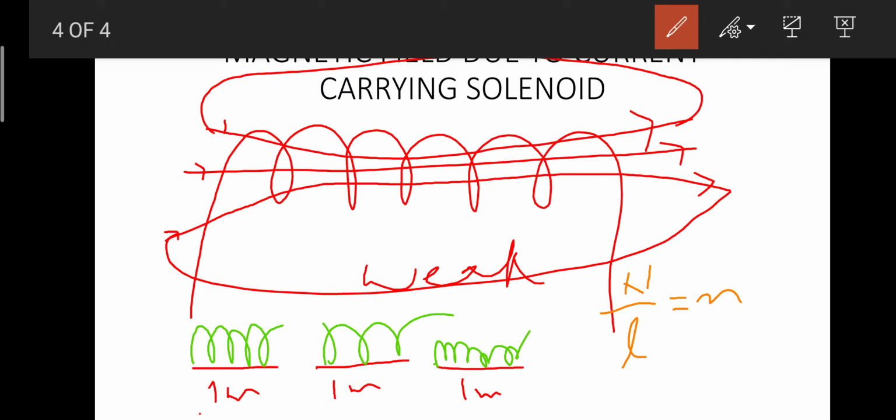If there are more turns, the field would definitely be stronger. And if there are fewer turns, the field would definitely be weaker. How I'm saying that B increases by increasing the number of turns, and so on, I will definitely explain in the last formula which we are going to derive.